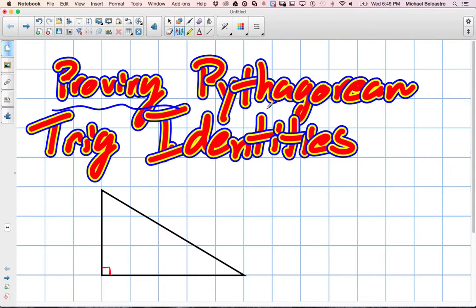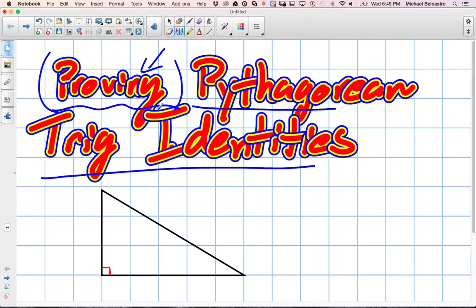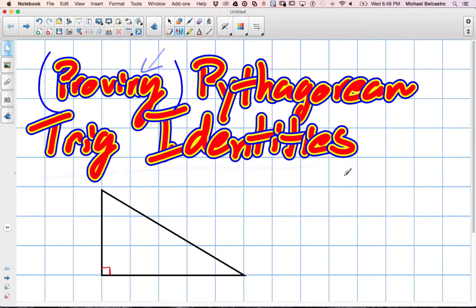We're going to look at proving Pythagorean trig identities. Now, this is not commonly taught in high school to prove something, but it's good to know, and maybe it'll help us make sense of stuff. And really, it's also practicing trig identities, okay?